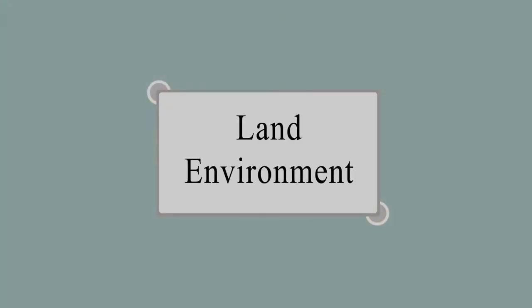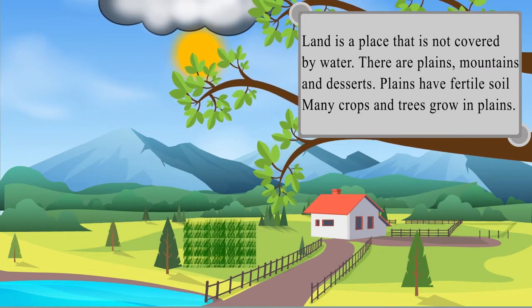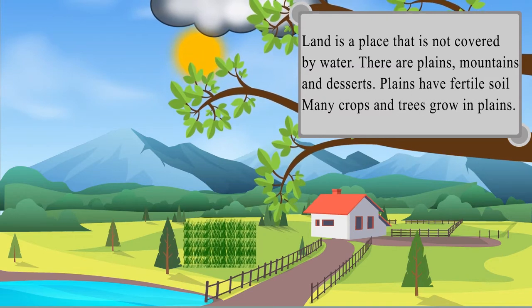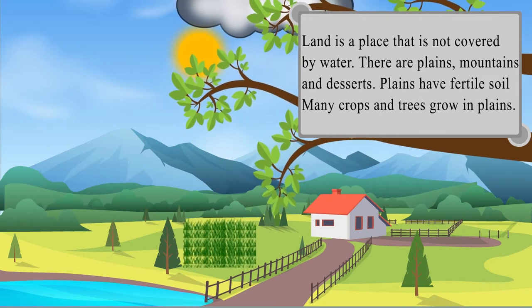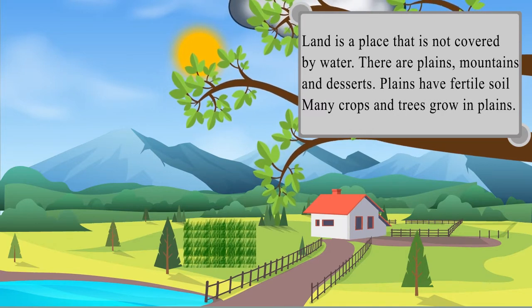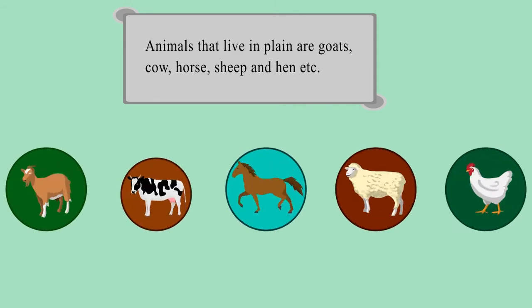Land environment. Land is a place that is not covered by water. There are plains, mountains, and deserts. Plains have fertile soil. Many crops and trees grow in plains. Animals that live in plains are goats, cow, horse, sheep, and hen, etc.